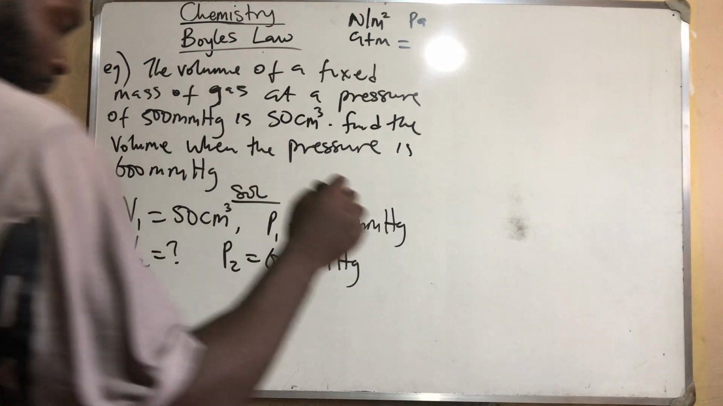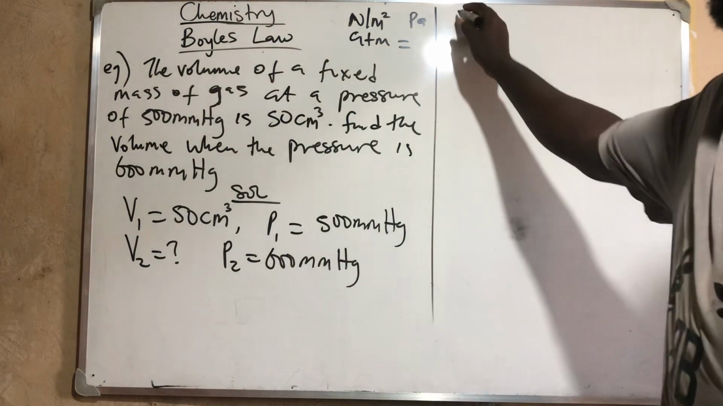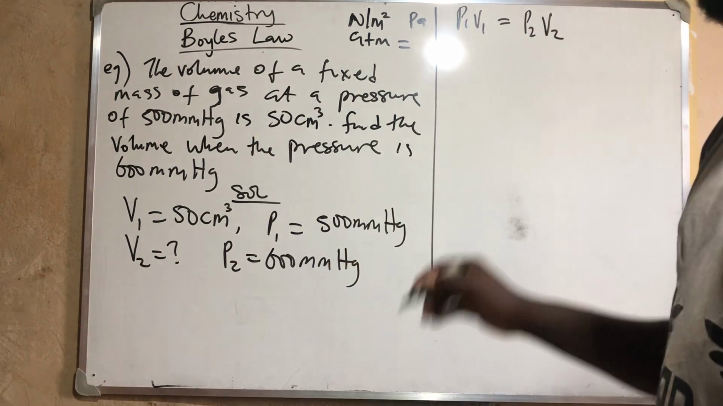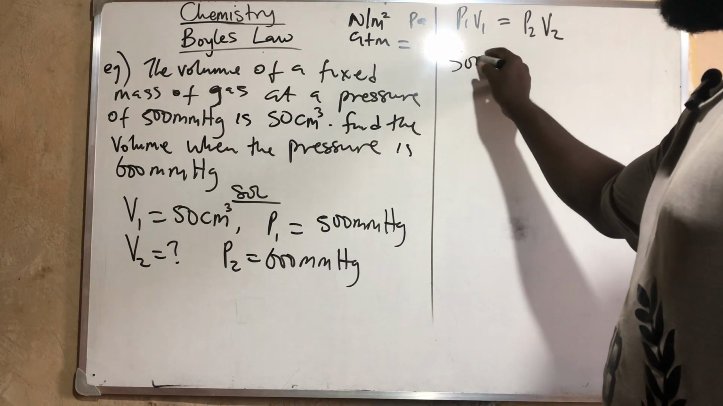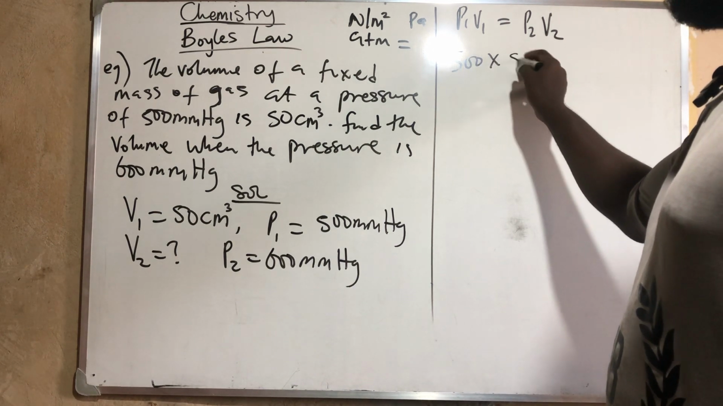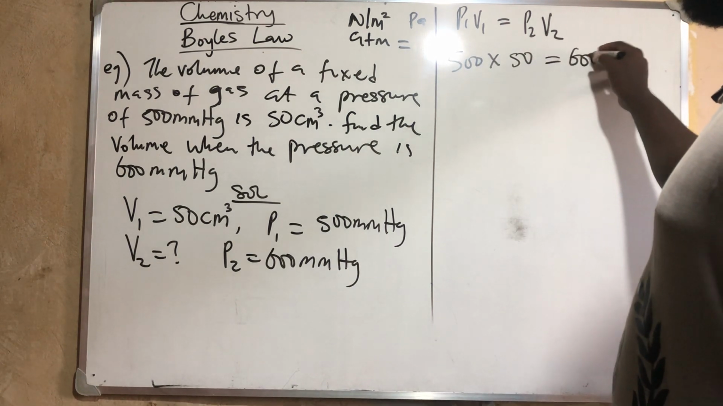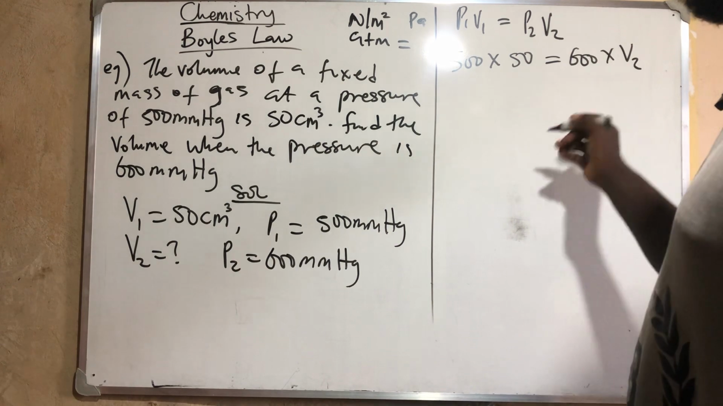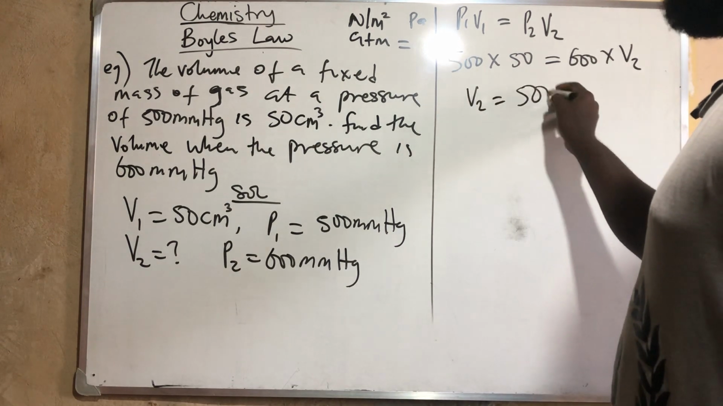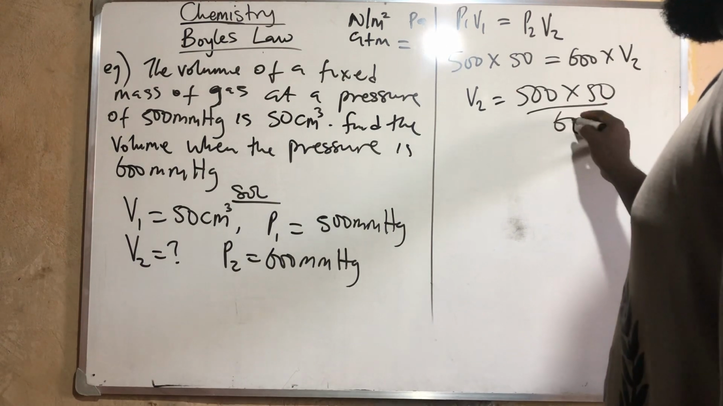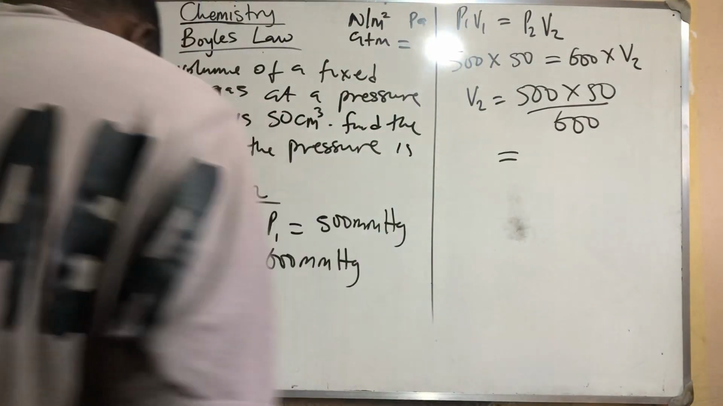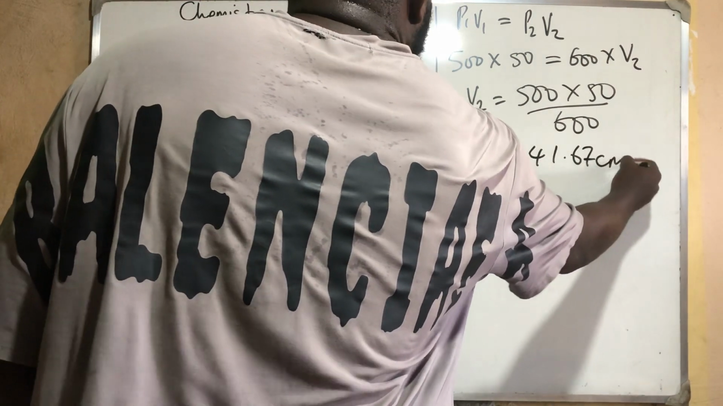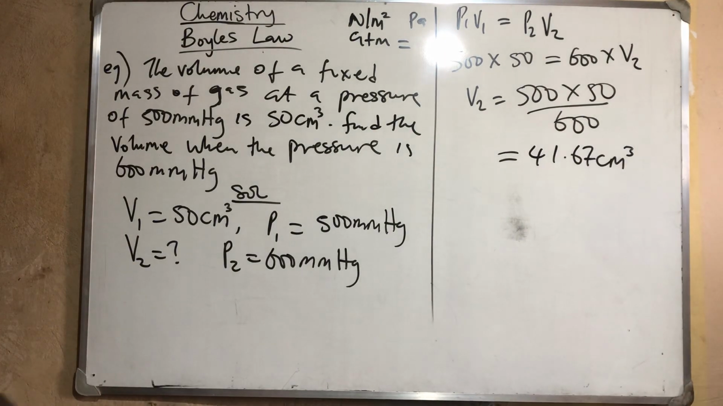But we know a formula that says P1V1 is equal to P2V2. So substitute: pressure 500 times 50 is equal to 600 times the V2 I'm looking for. If you make V2 the subject of the formula, you divide everybody by 600. So V2 is equal to 500 times 50 divided by 600. This will give you 41.67 cm cube. So this is very, very simple to calculate.